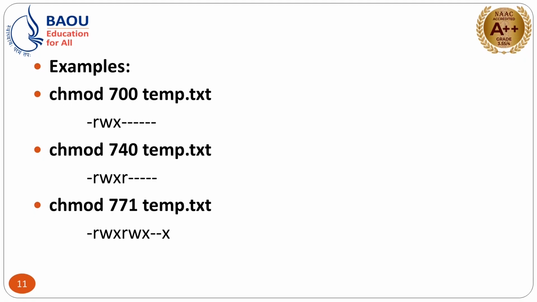Another example, so you can get more idea: 771. The first 7 indicates the user, the second 7 indicates the group, and the 1 indicates the other user. The first 7 means you can assign all read, write, execute permission to the user. The second 7 means you can assign read, write, execute permission to the group, and the third digit, 1, means only execute permission, because the binary equivalent is 001. So the first 0 represents read, so you don't assign read permission.